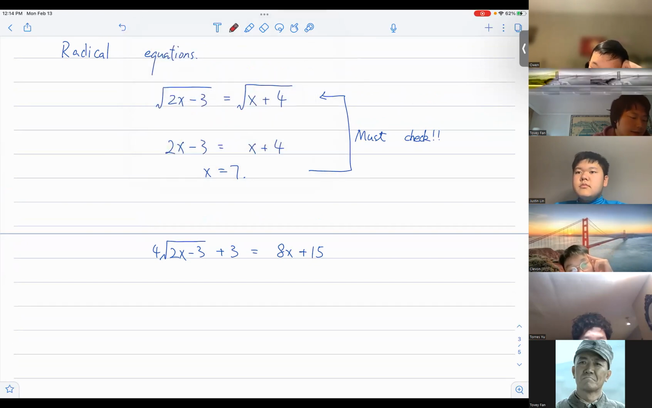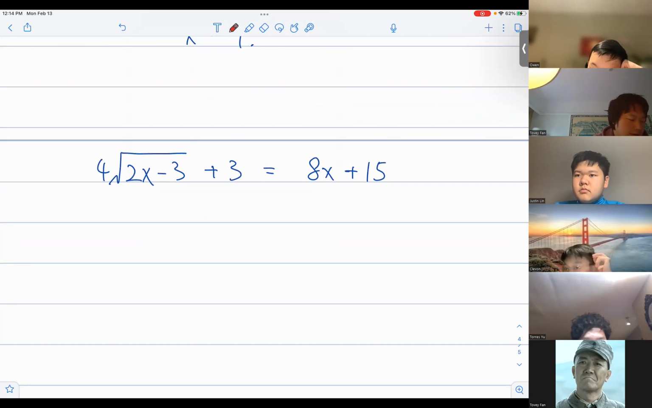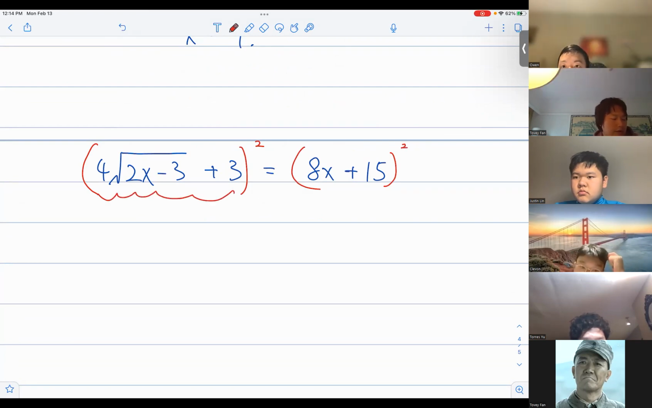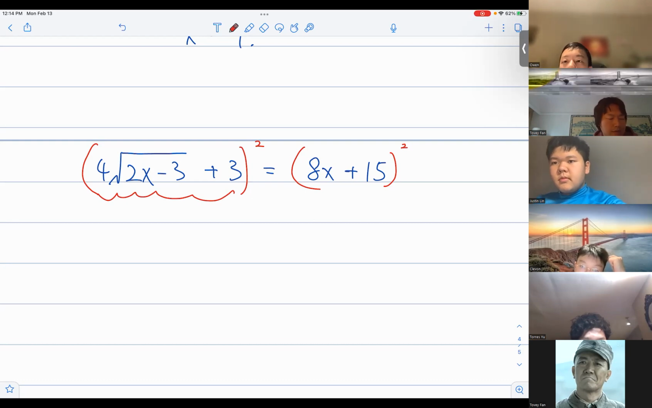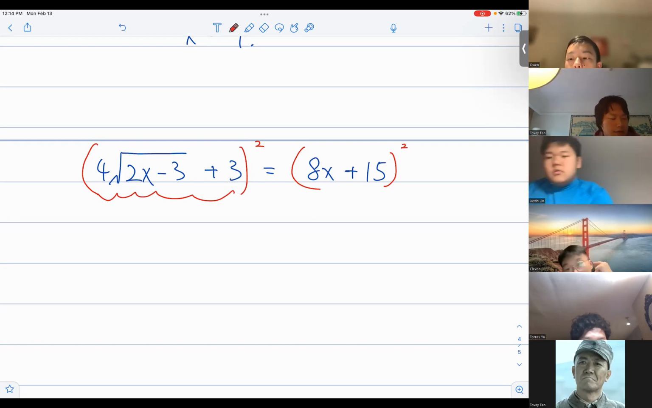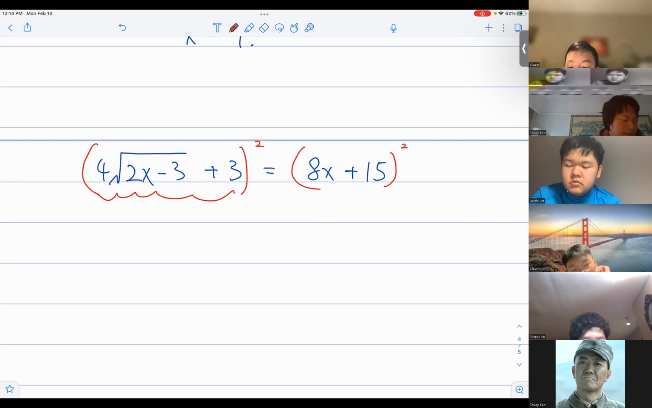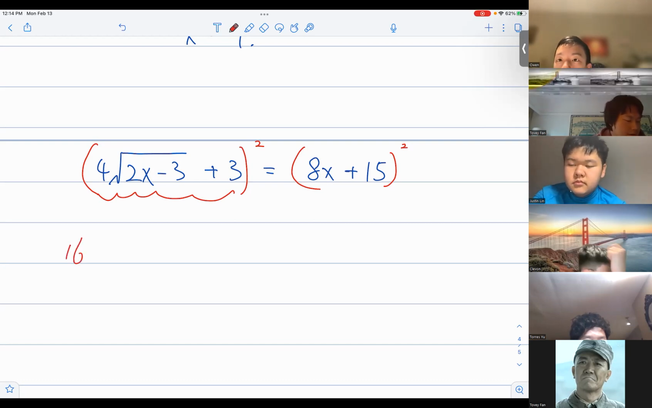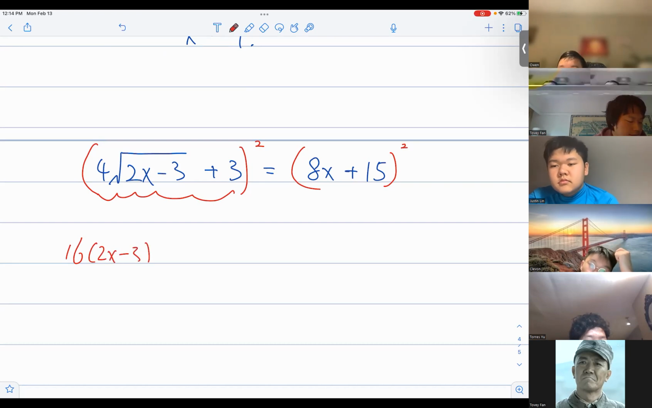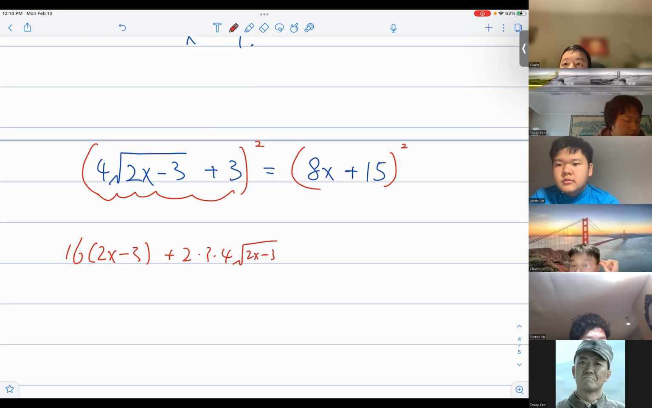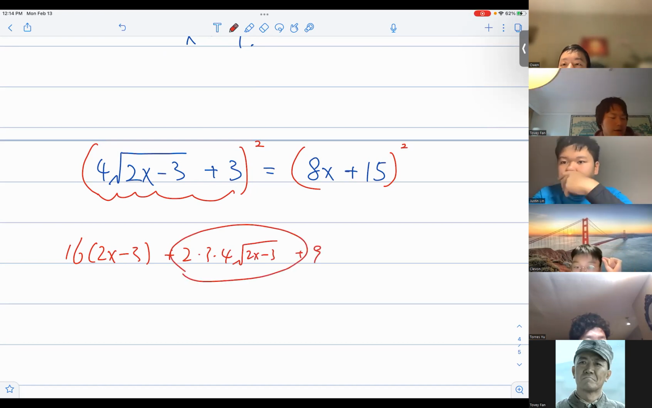So if you have any equation in this form and you just square both sides directly, this part is a term plus another term. Remember, it's a squared plus 2ab plus b squared. It's not going to simply erase the radical. It will give you, say, 16 times 2x minus 3, and 2ab, so 2 times 3 times 4 root 2x minus 3, and then plus 9. You will still have a radical sign.